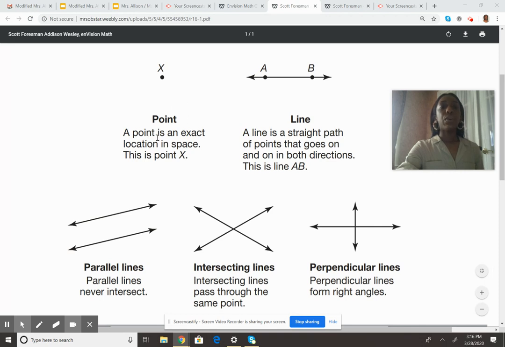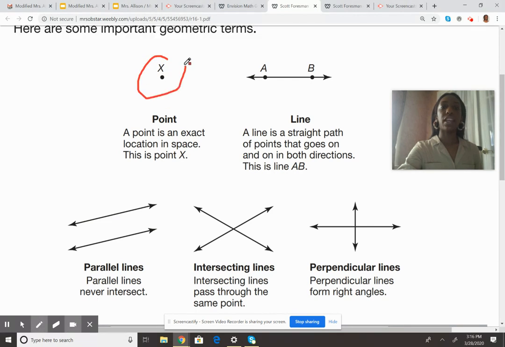A point. A point is an exact location in space. This is point X, as shown right here. Now, line. A line is the straight path of points that goes on and on in both directions. This is line AB, as you can see, and it has the points labeled A and B. Okay, I am going to circle this to show you that this is a line, and we would call this line AB.